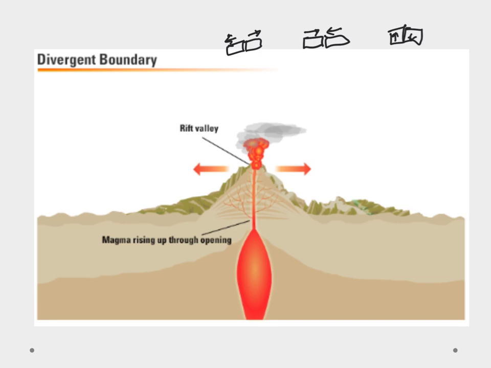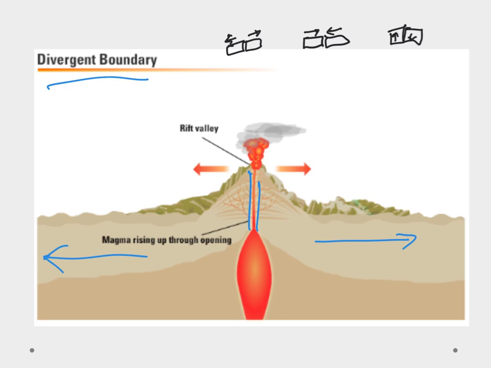So let's start with our divergent boundary. Divergent means that they're moving away from each other, and that's what the arrows are showing us: this plate is moving in this direction, and this plate's moving in that direction. As the plates move away from each other, they create a gap. And in this gap is where we see magma rise up and we form new mountains, new material, new crustal materials.